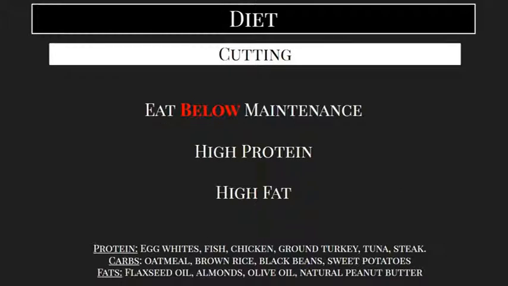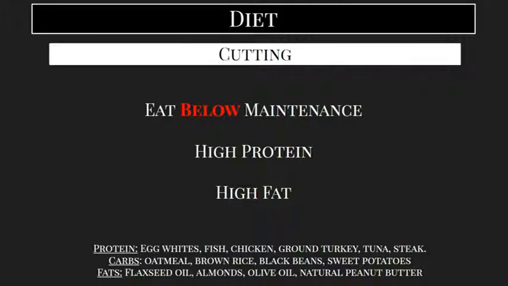All right, so the type of diet that's going to help us achieve this physique or this type of look is going to be a cutting diet. And what a cutting diet is, essentially, you're trying to cut weight, you're trying to cut fat, and you're trying to get skinnier, leaner, cut, ripped, whatever you want to call it. The goal is to lose weight.